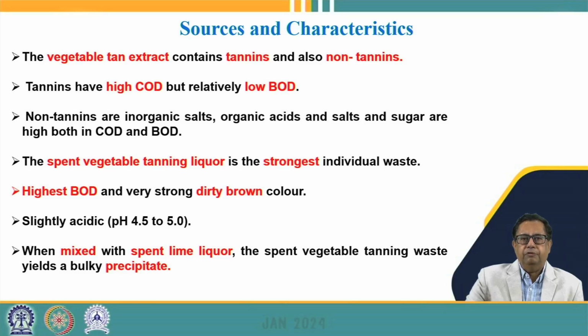So it may have a very high BOD, it may have a dirty brown color also. So that represents the vegetable tanning liquid. Similarly, it may have a low pH because we are adding a lot of organic acids and salts so that the tanning process may happen, and because of which the pH goes slightly acidic, around 4.5 to 5. When this vegetable tan extract is mixed with the spent lime liquor, the pH may be enhanced, which can also lead to the precipitation of a number of compounds, and because of which the tanning wastewater, when mixed with spent lime liquor, may result in a bulky precipitate.